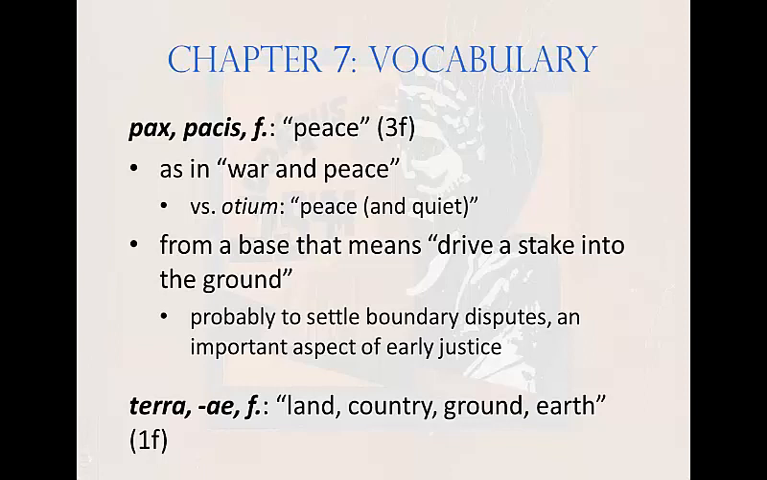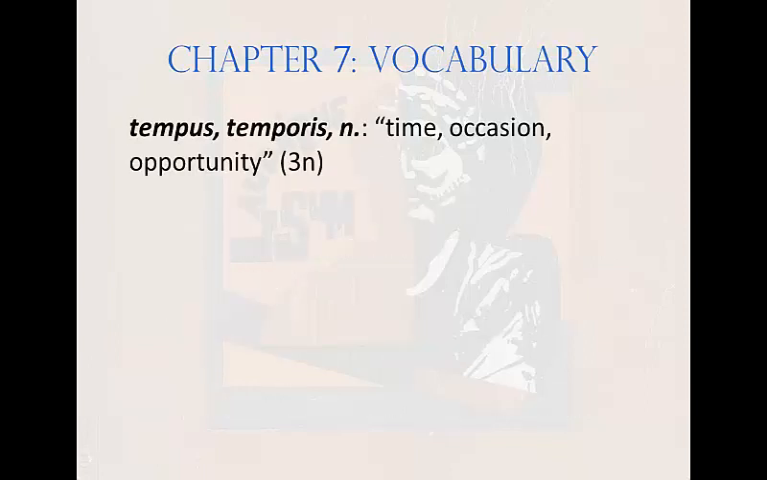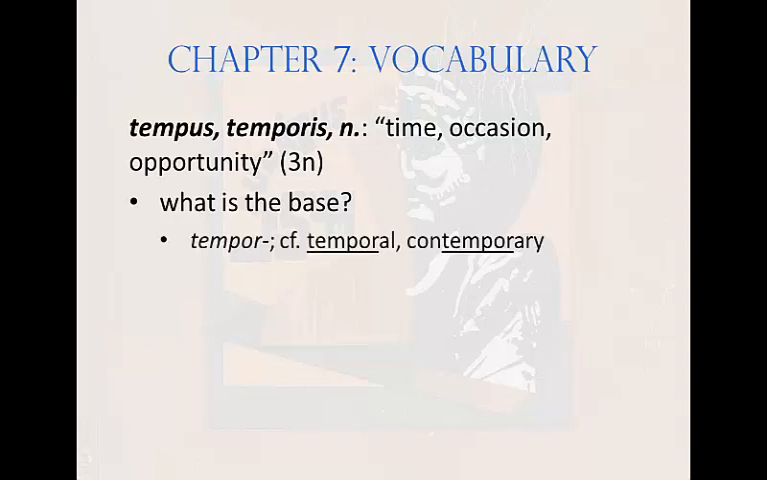Be careful, this noun is first declension, not third. The next word is tempus, temporis, neuter, meaning time, occasion, or opportunity. It's a third declension neuter noun. What's its base? That's right, you can't look at the nominative, you have to look at the genitive, drop the is genitive singular ending, and you can see that the base is tempor, T-E-M-P-O-R. English derivatives like temporal and contemporary should help you remember this base.